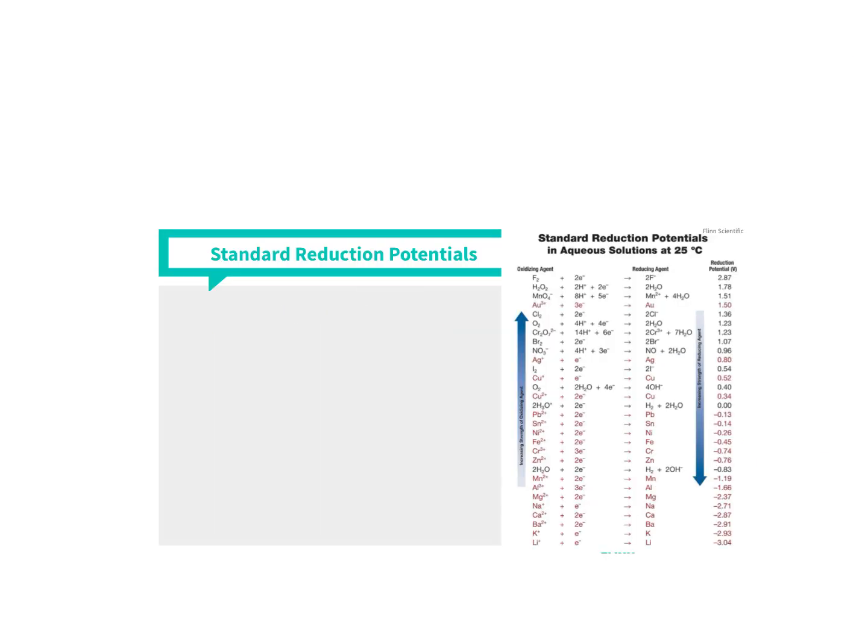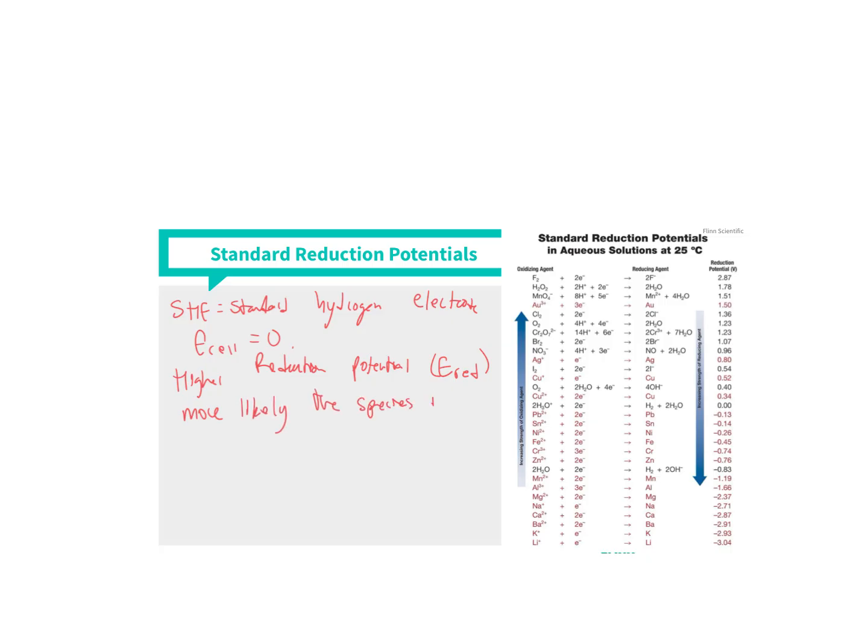So here's a table of standard reduction potentials. It's essentially measured against a standard hydrogen electrode, which by definition has a cell potential of 0. And so all of these are basically measured just against hydrogen. A trend in this is the higher the reduction potential, which we call E red, the more likely the species is reduced.